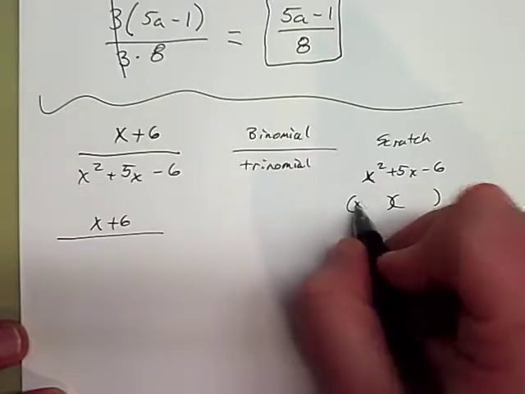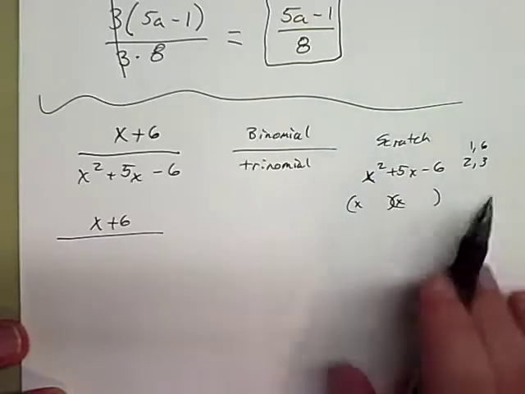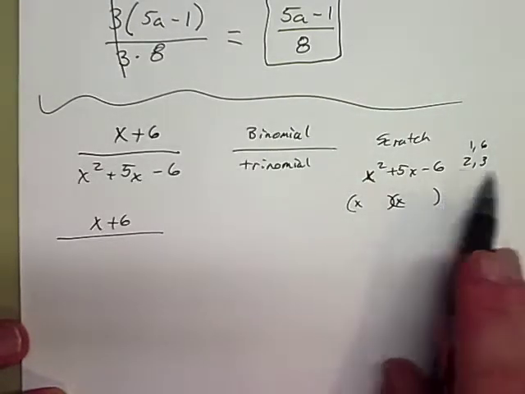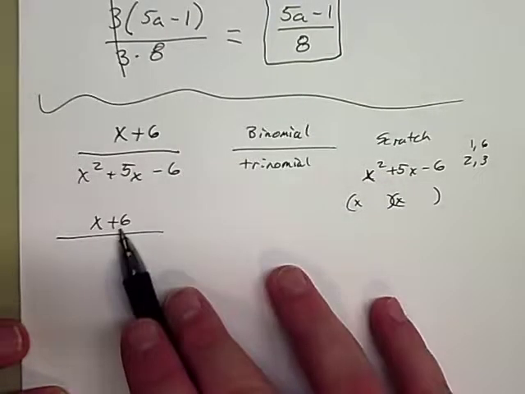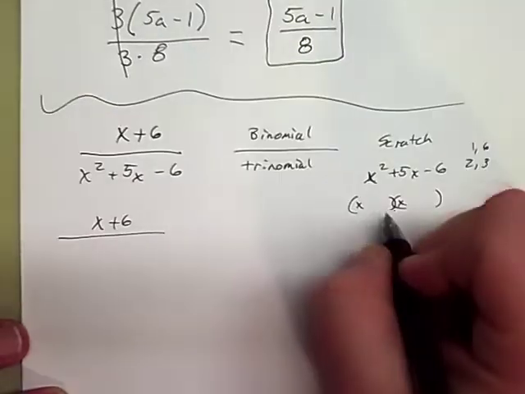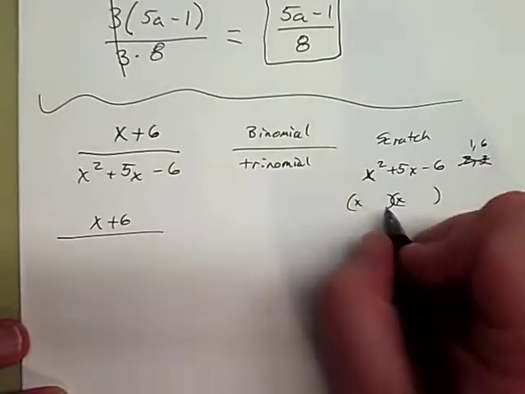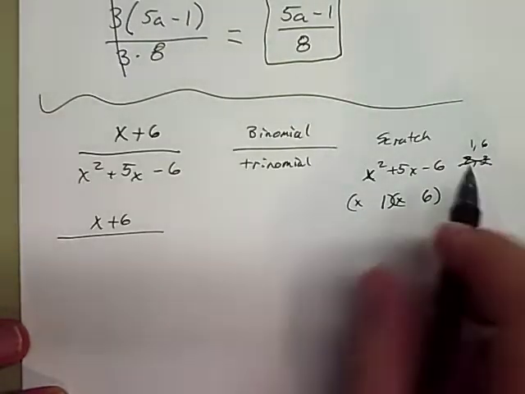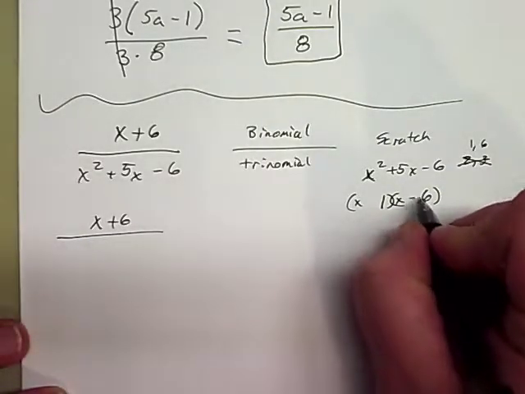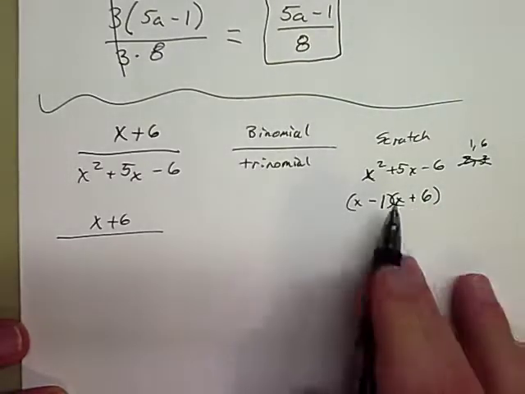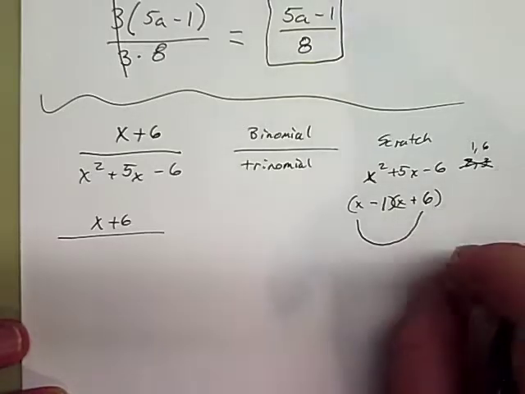Now the only possibility for x squared gives me x and x. And then I have 1 and 6, 2 and 3. Now, as always, my suggestion is to start with the ones that are closest together. But my hint is look at the numerator. Here I have an x plus 6, right? So instead of starting with 2 and 3, I'm going to be really smart about this, and I'm going to use 1 and 6. Now, I know my signs have to be different, and I know that I want the 6 to be positive, so I'm going to put that there, and I'm going to put the minus sign there.